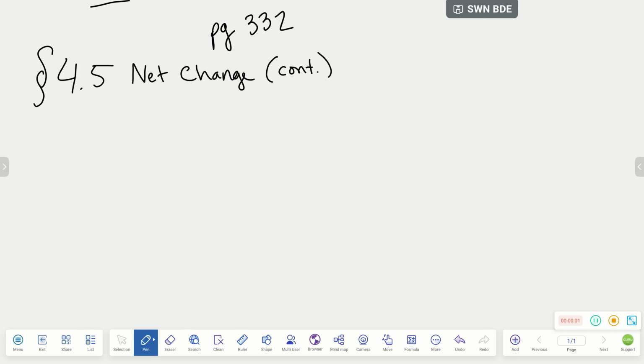Okay, so let's finish up this section on net change. Just remember that net change is the same thing as taking the definite integral. So using our fundamental theorem of calculus, the last example we did was talking about particle motion, and we talked about displacement and how that's the same as our definite integral versus distance, which is the absolute value of our function, and then taking that integral, making it always positive.